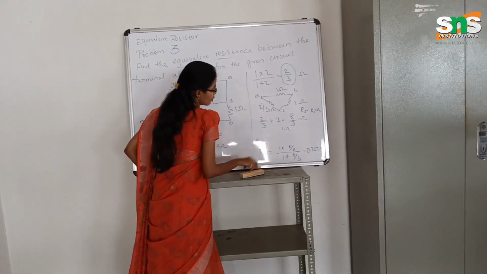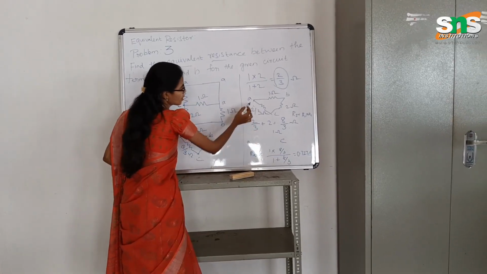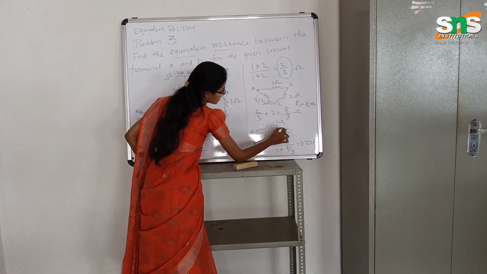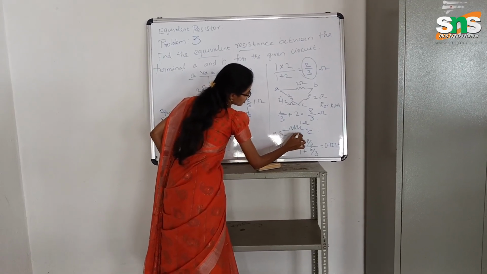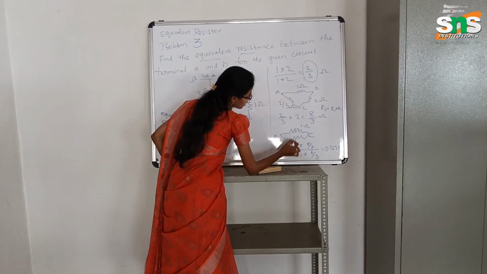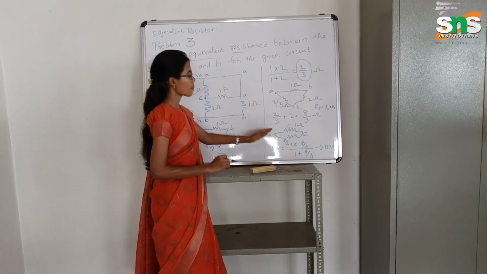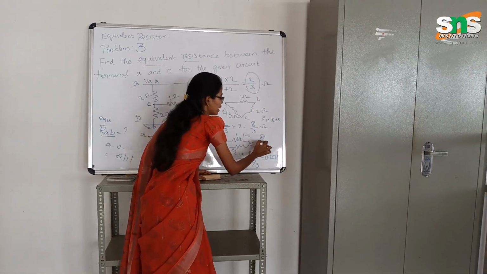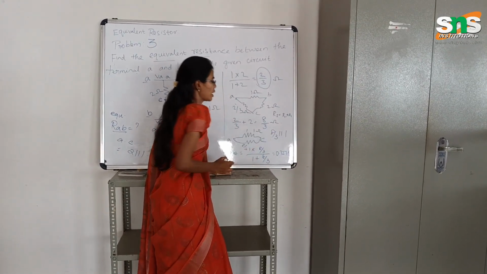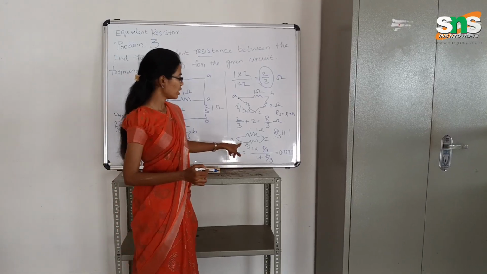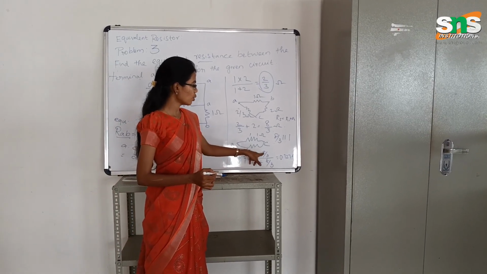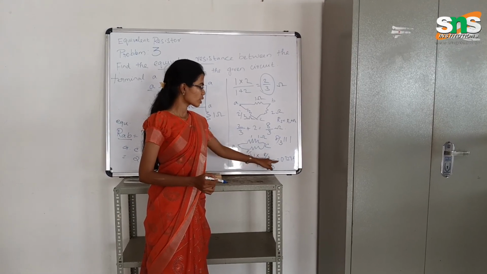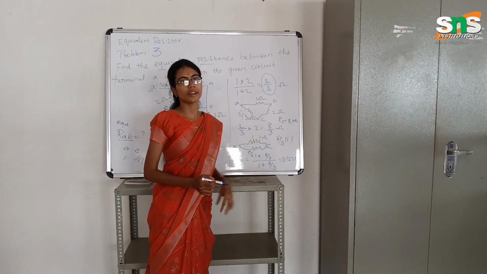So rewriting this equation, we are considering A to C. From A we have a 1 ohm resistance, and from B to C we solved as 8 by 3. This is again connected in parallel. So 8 by 3 parallel to 1, we get 8 by 3 into 1 divided by 1 plus 8 by 3, which is equal to 0.727 ohms.